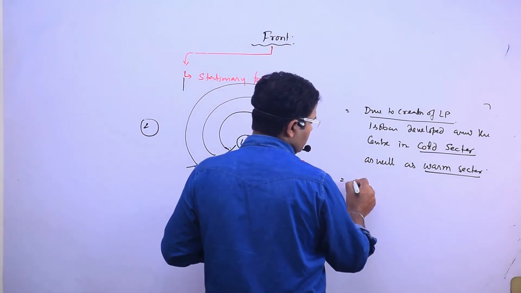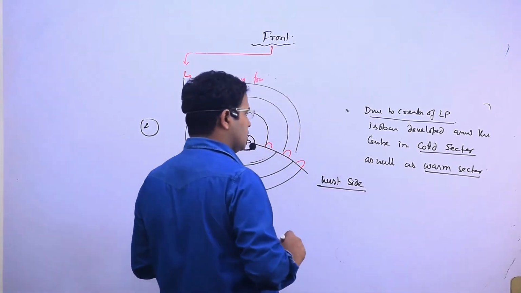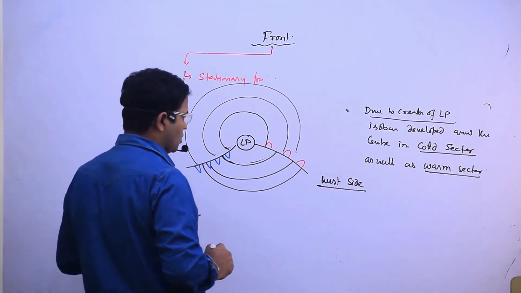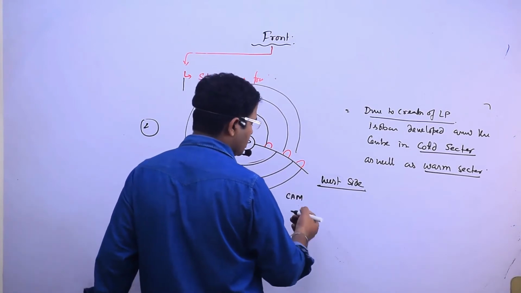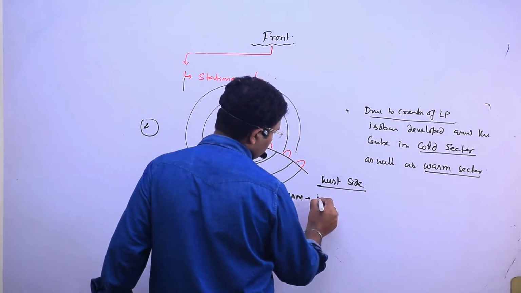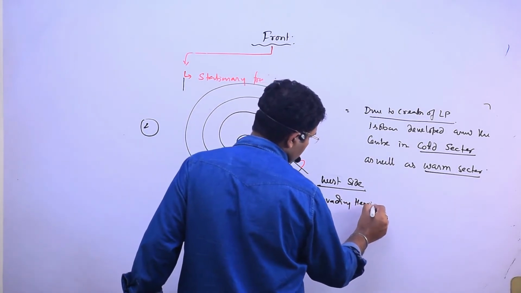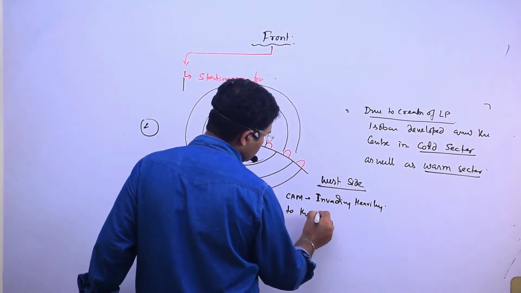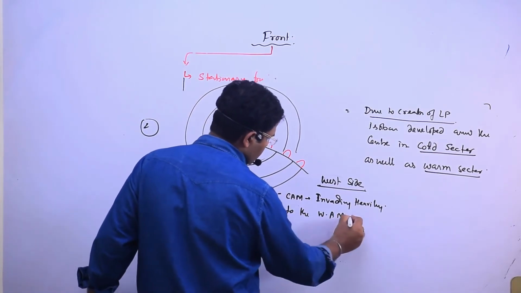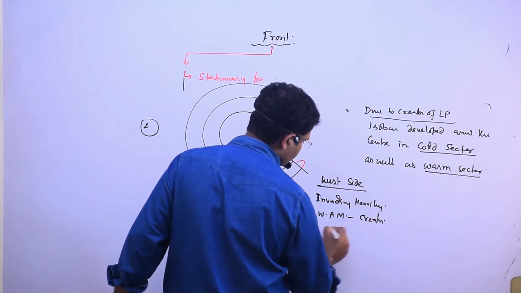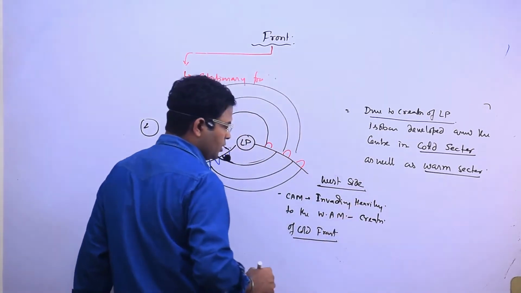Thereafter, now the next point is on the west side. West side में क्या हुआ? On the west side of this front, the cold air mass, that is the cold polar easterlies, you can say also cold air mass, invading heavily towards the warm air mass. Okay. And creation of cold front.